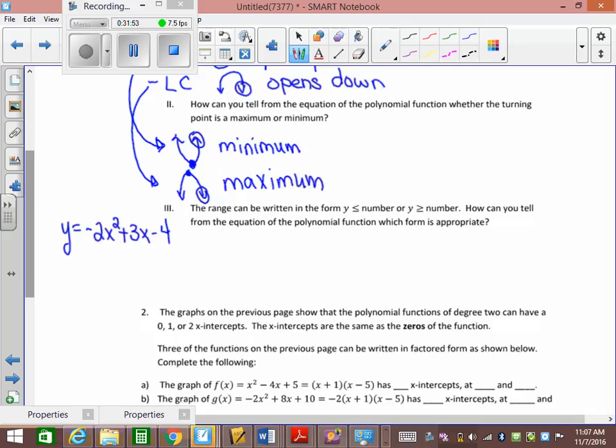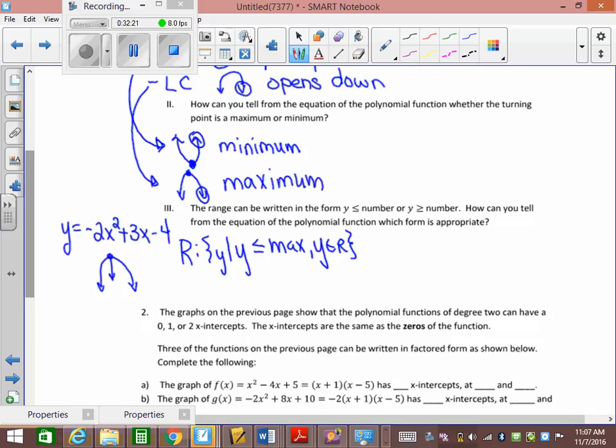Down, because I have a negative leading coefficient, which means it's down on the right, which means it's down on the left. Correct? So do I have a maximum or minimum with this equation? Maximum. Okay? Range for these ones where they open down, the range is going to be y such that y is less than or equal to that maximum value, right?